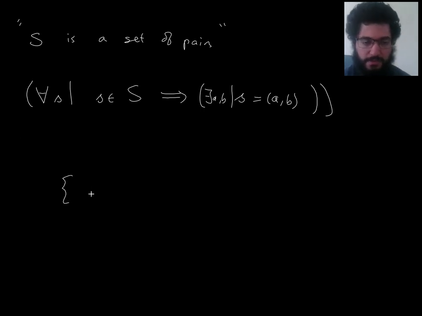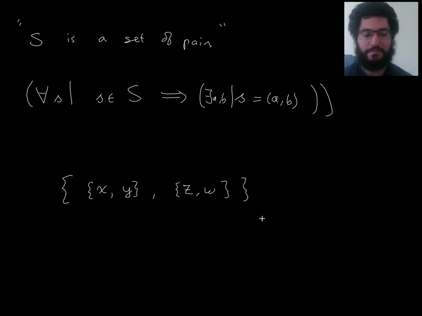How about a set that looks like this? Is this a set of pairs? Well, you don't know. To say that this is a set of pairs is to say that every element, so x and y, is a pair. But we don't know much about x and y, right? So maybe they are pairs, I don't know. Okay. What if I did this? Is this a set of pairs?